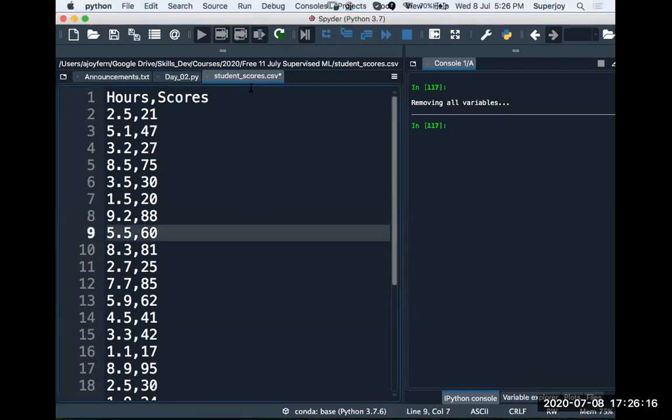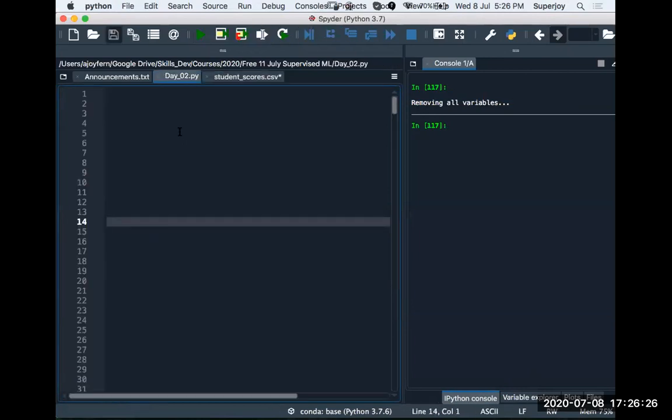Hamare paas, if you remember, guys, that was the data, that was the feature, that was the label. Right, so now let's come to the coding part. Sabse pehle hum kya karenge? First, we have to load the data.